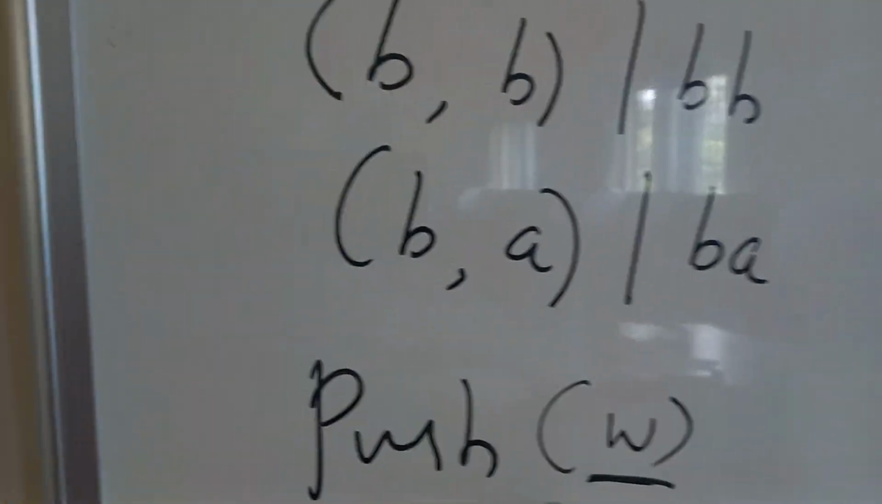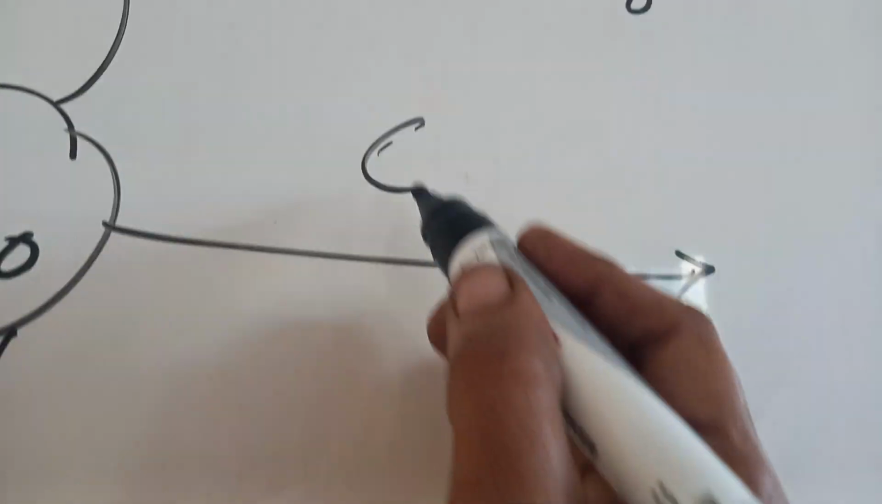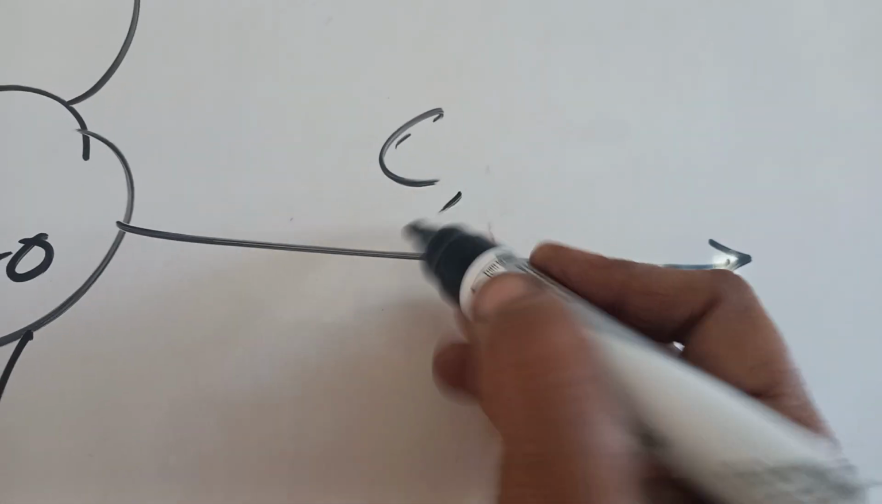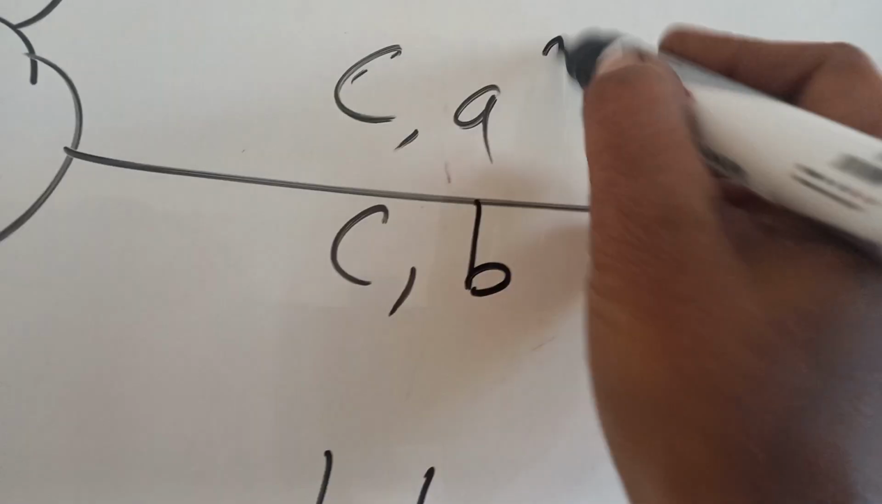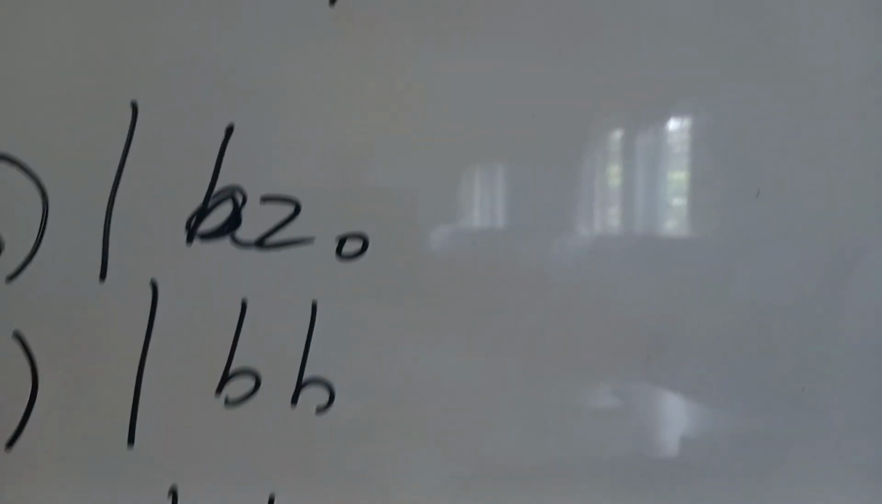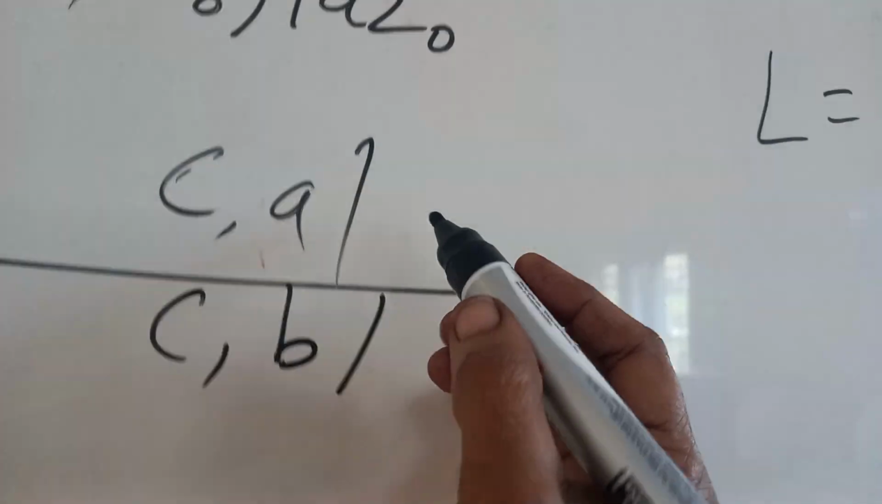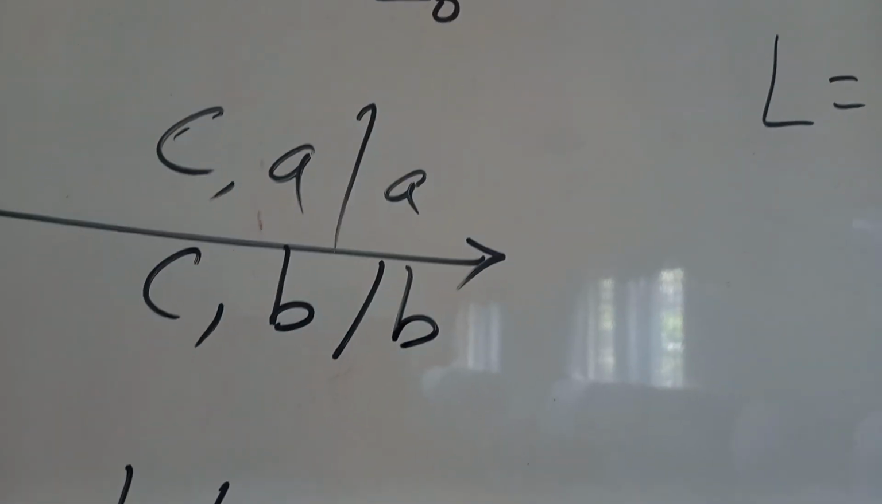And after the push operation, once we encounter the middle point C, if the top of the stack is A or if the top of the stack is B, what do you have to do? We have to simply skip the C, which means don't perform either push or pop operation. Simply retain A as it is, B as it is.